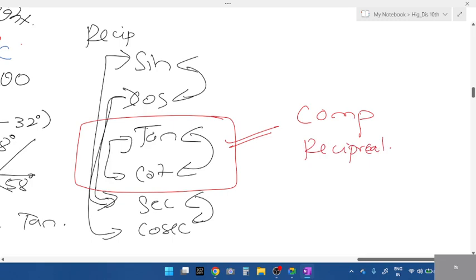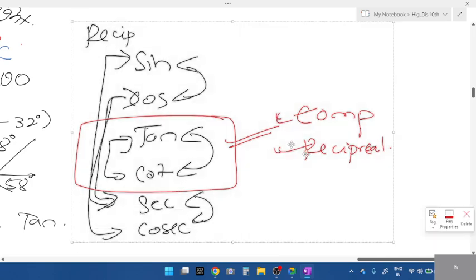Remember this. Only tan and cot have complementary the same. Reciprocal is also the same concept. These two pairs. Apart from that, other pairs we can't use for reciprocal. They are totally different.